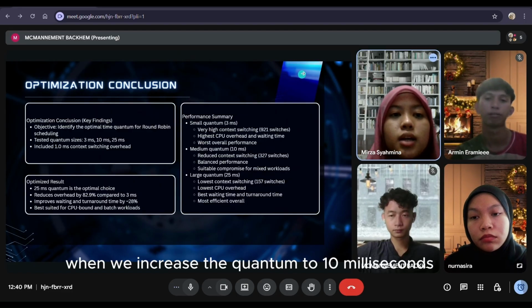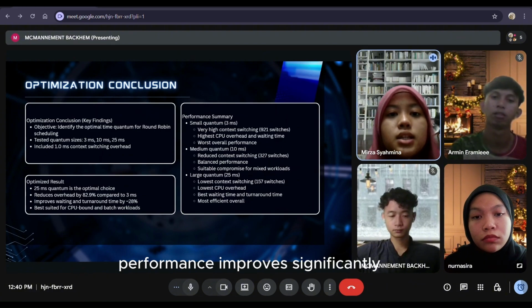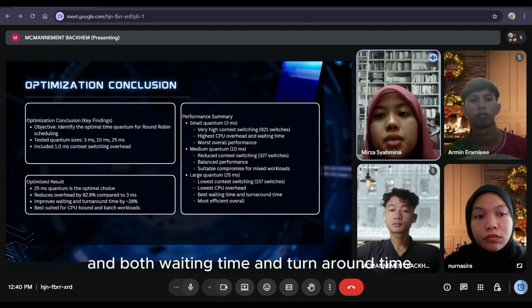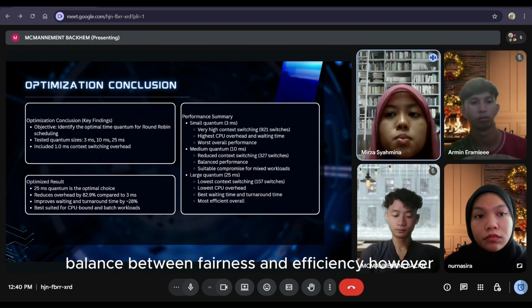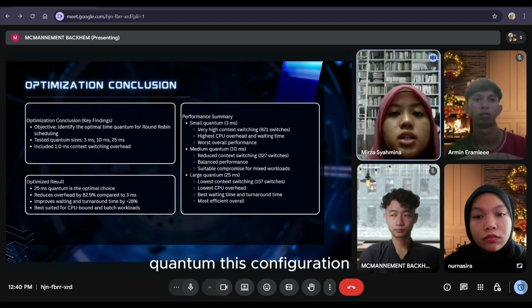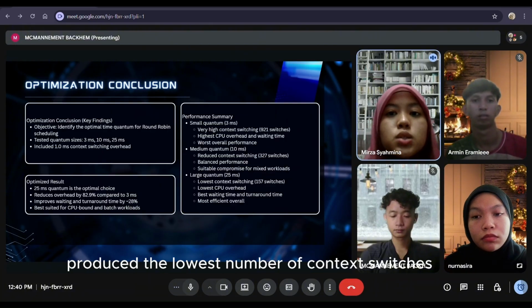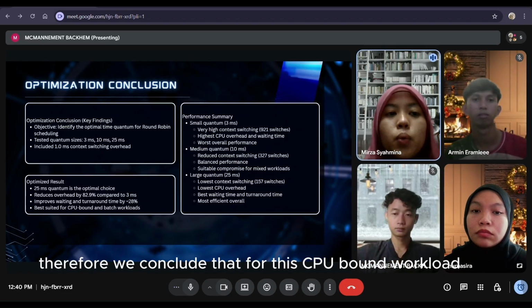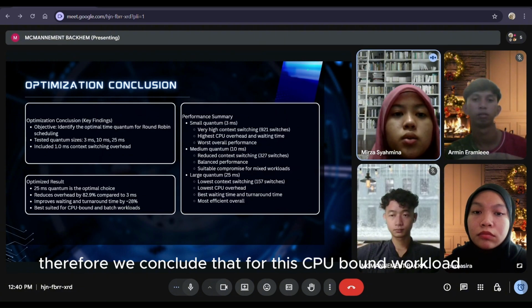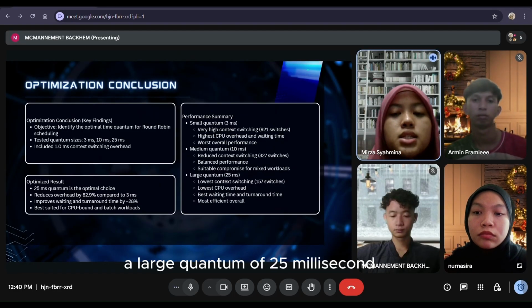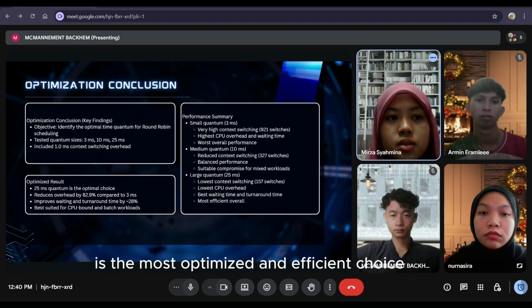When we increased the quantum to 10 milliseconds, performance improved significantly. Context switches were reduced and both waiting time and turnaround time became better. This shows a good balance between fairness and efficiency. However, the best performance was achieved with a 25 millisecond quantum. This configuration produced the lowest number of context switches, the smallest CPU overhead, and the shortest waiting and turnaround time. Therefore, we conclude that for this CPU-bound workload with noticeable context switching cost, a large quantum of 25 milliseconds is the most optimized and efficient choice.